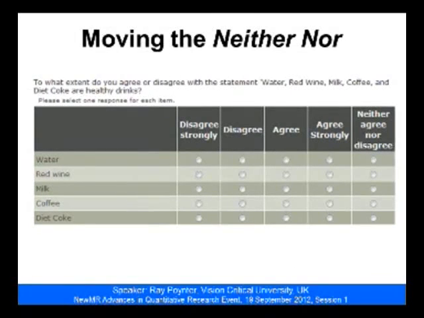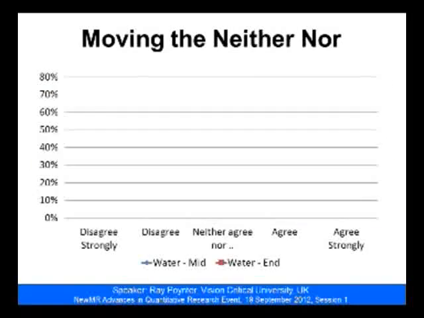So the next one, following a suggestion from one of my colleagues, is we move neither agree nor disagree to the end, because if semantics, if the definition of the word is doing all of the work, it shouldn't matter where we position it on the scale. So let's position it at the end. So we've got disagree strongly, disagree, agree, agree strongly, and then neither agree nor disagree. And what impact does that have on the data?